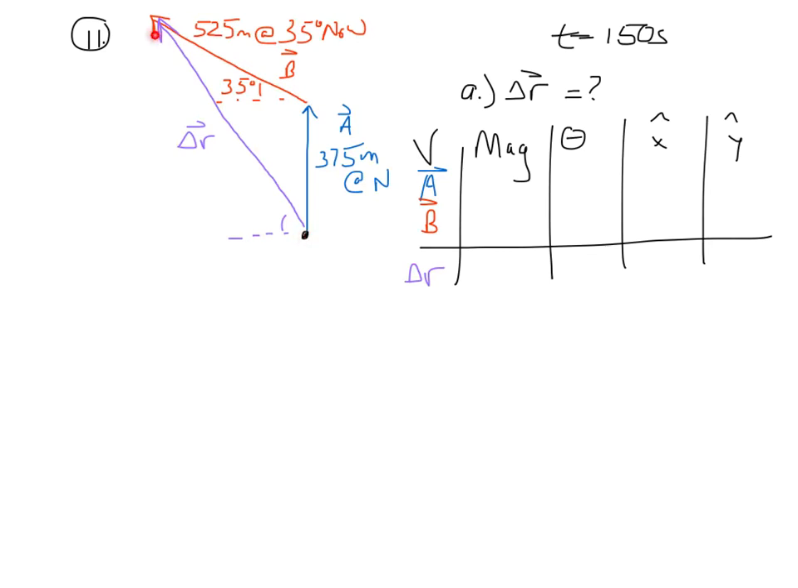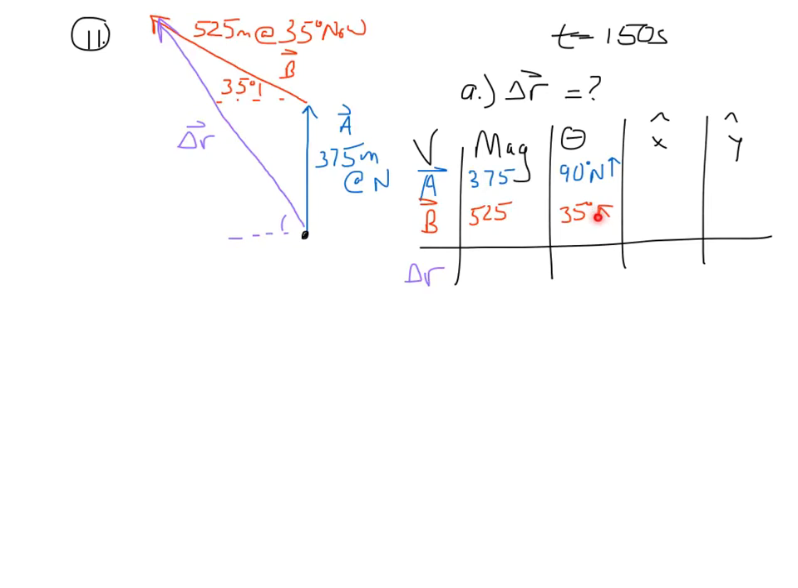Vector A's magnitude is 375 meters. At what direction? That's at 90 degrees north of east, straight up. How about vector B? That is 525 meters at 35 degrees north of west. Look at it for a second. Why do we draw those little arrows? That tells us it's going to have a negative x value but a positive y value. So the x is going to be negative, the y is going to be positive.